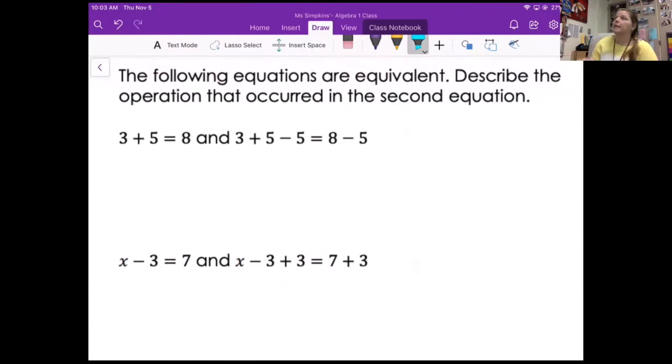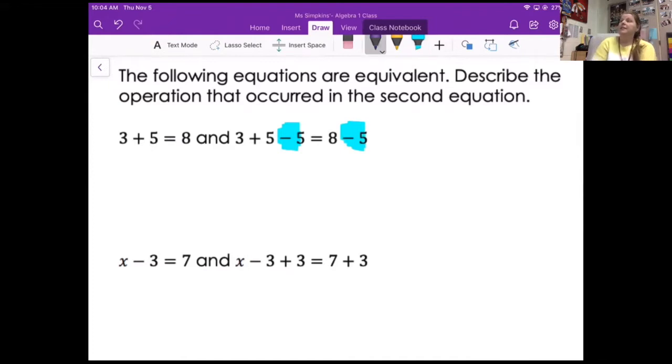So I want you to see what happened to change that first equation into the second equation. What did they do to both sides of that equal sign to change that first equation into the second one? What's different? I'm going to highlight it in a second, but what operation did they use to change the first equation into the second one? They did the inverse, which in this case was this minus 5, right? They subtracted 5 on both sides.